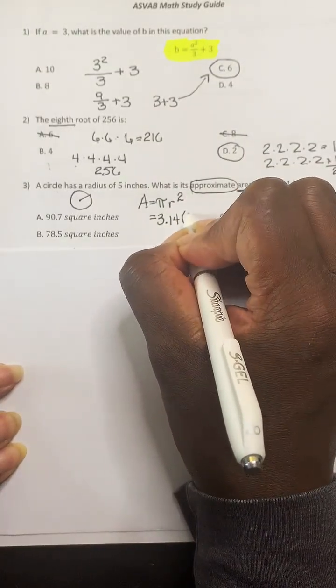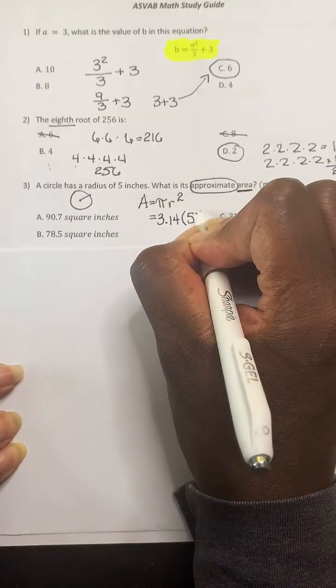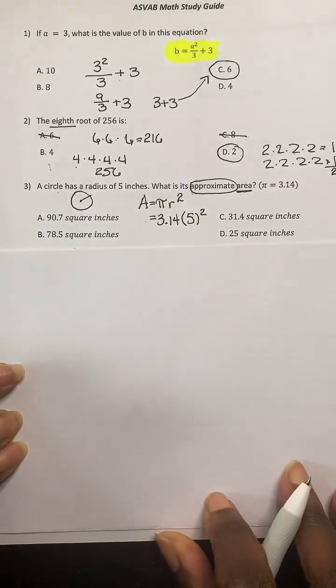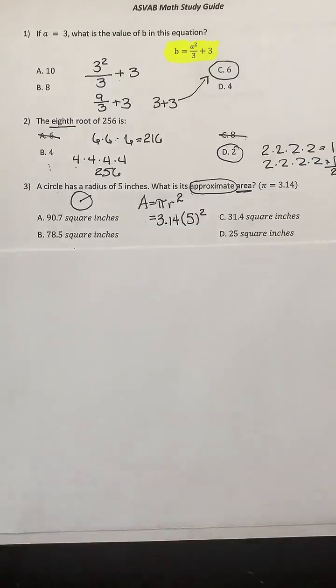And our radius is going to be 5, and that's being squared. Okay. All right. Yup, pi r squared. There you go, Ron. See, it doesn't leave you. It doesn't leave you at all.